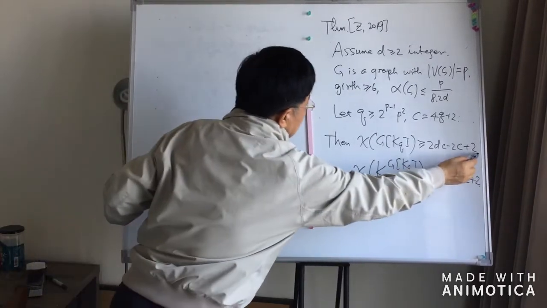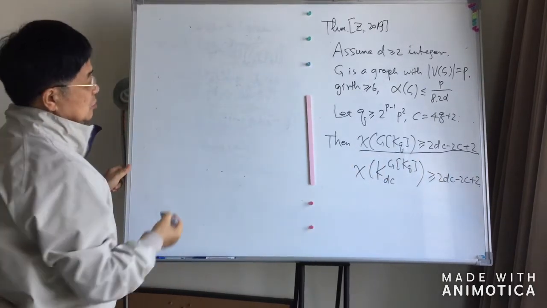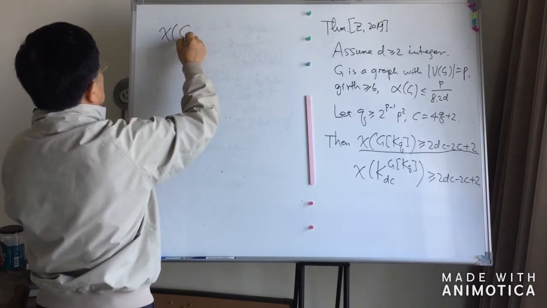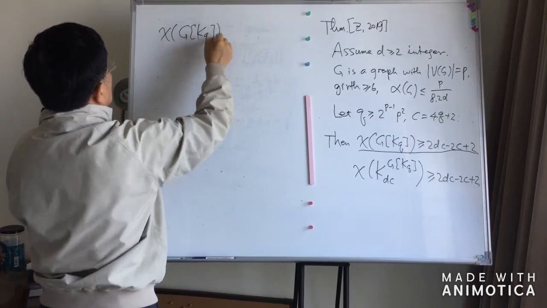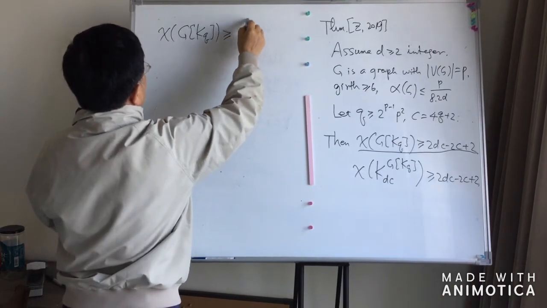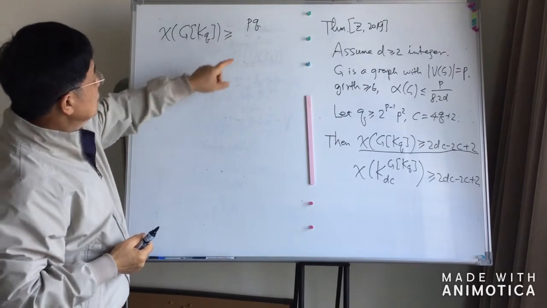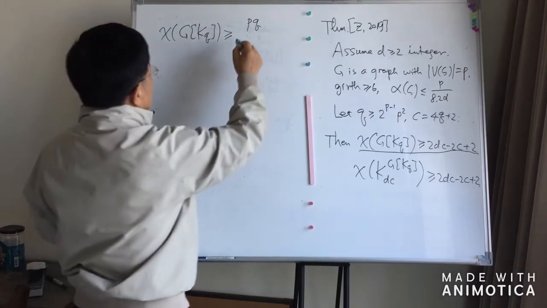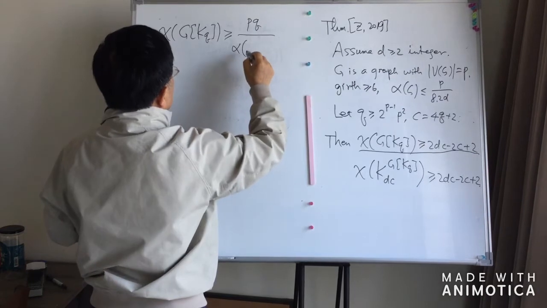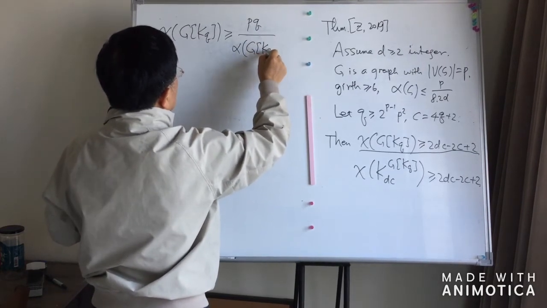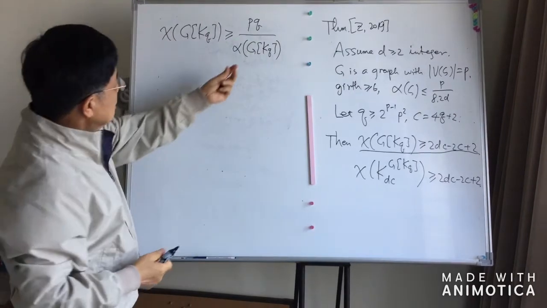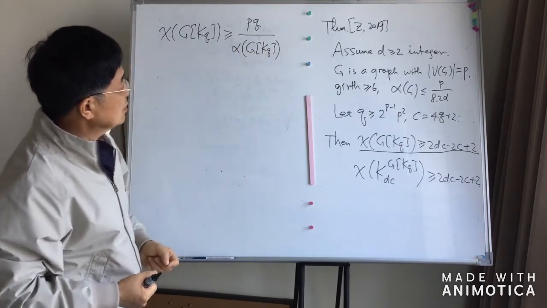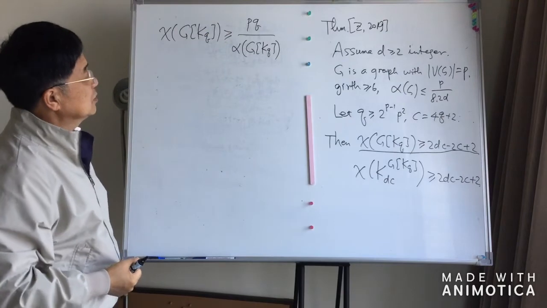So we need to prove the chromatic number of this is bigger than that. That is trivial. The chromatic number of G, K, Q is greater or equal to the number of vertices. This G has P vertices, and each vertex is blown up into KQ, so the total number is P times Q, divided by the independence number of this graph, right? Because this is the maximum size of an independent set, so each color class contains at most this many vertices, and therefore you need at least that many colors to color the graph.